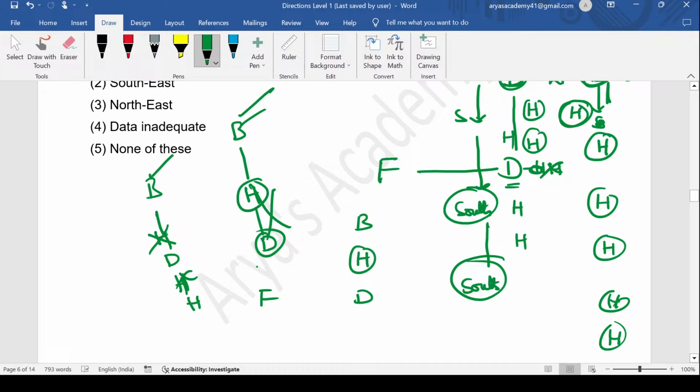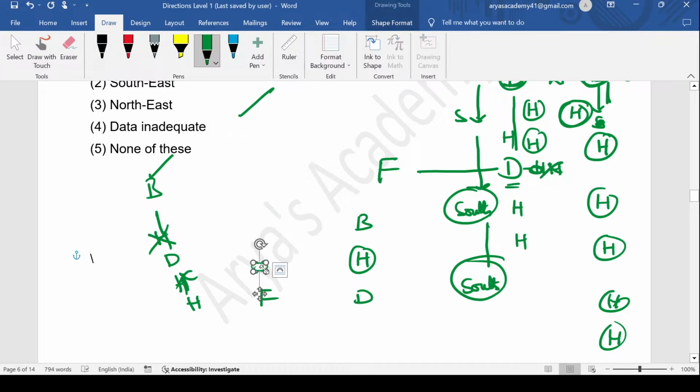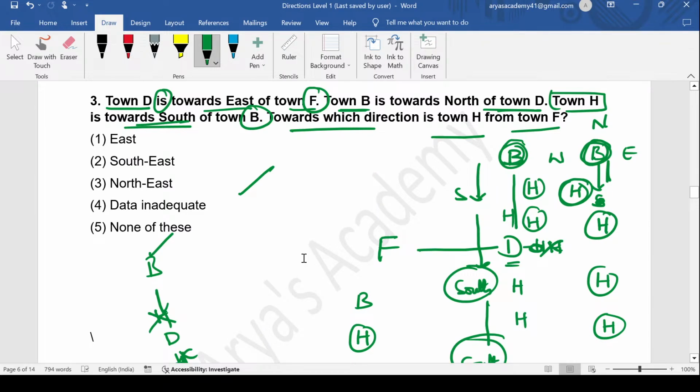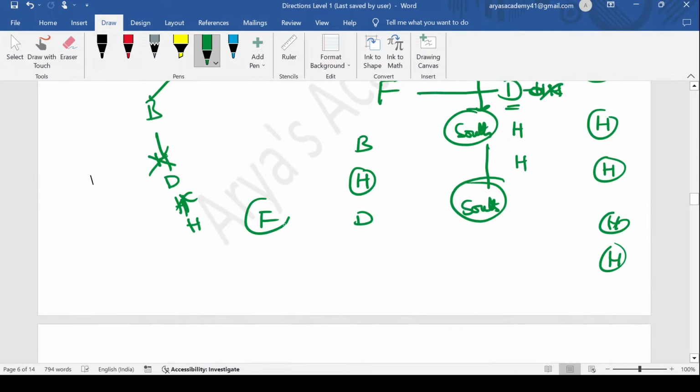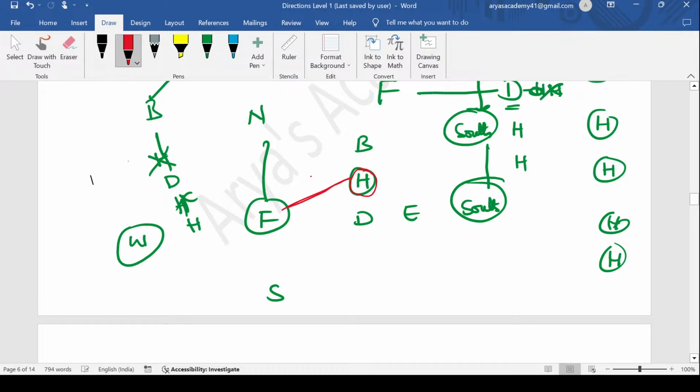Then from F, if you look at the directions, I'll remove this to make it clear. Now I have to tell the answer with respect to F. From F, what is the direction of H? That is the question. Towards which direction is town H from F? So I am looking from F. From F, this is north. This is south. This is east. This is west, right? Suppose I consider H to be here, then from F, this is the direction. It is between north and east. Hence the direction becomes what? Northeast. But I don't know whether H is here above D or below D.